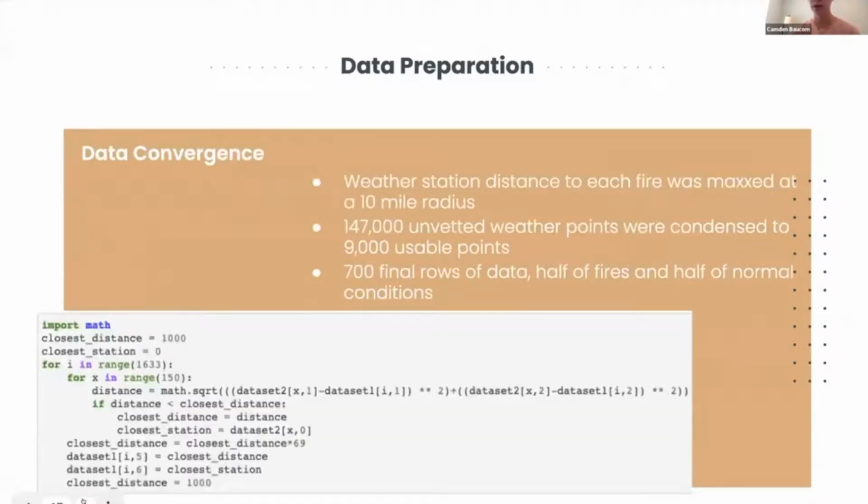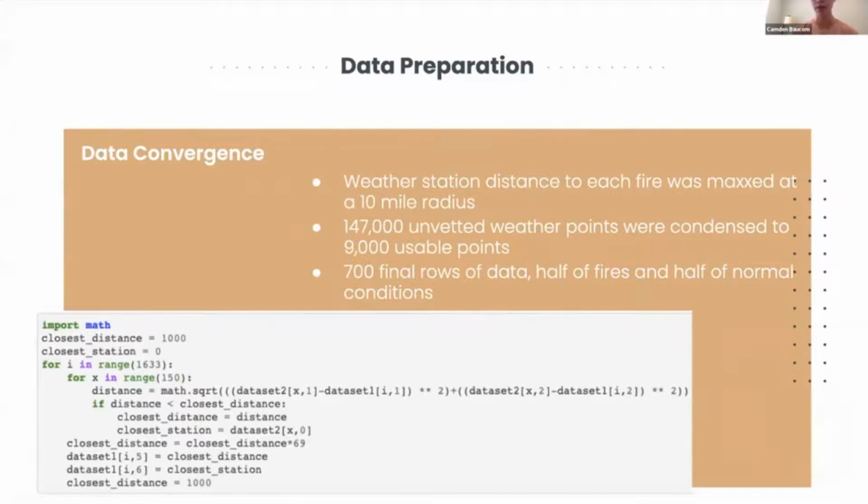In order to put all that data into one data set, we mapped how far each fire was from its nearest weather station, and then we only used weather data that was within a 10-mile radius of the fires. So that condensed our data from about 1,600 fires down to about 350.